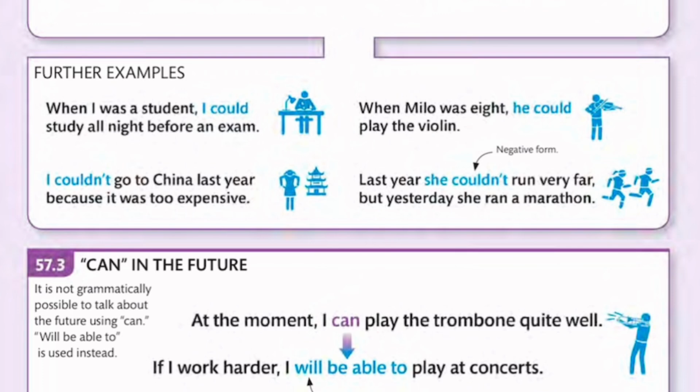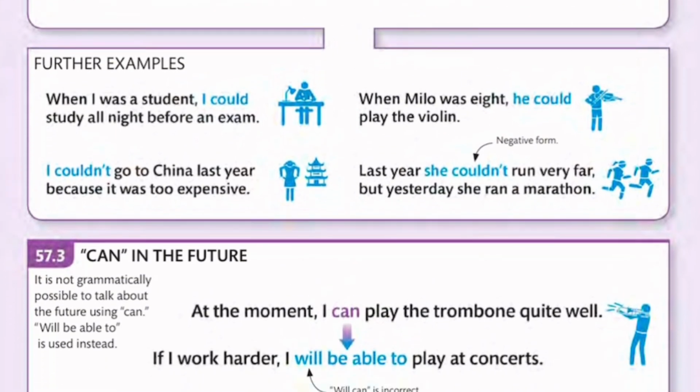I couldn't go to China last year. So you can't say, I can't go to China last year because it was expensive. No. Last year shows it is past. So it will be, I couldn't go to China last year because it was expensive. Or you say, I can't go to China this year. Then the next one is, when Milo was 8, he could play the violin. By implication, that means probably now he can't play the violin. Well, when he was 8 he could. Last year, she couldn't run very far. But yesterday, she ran a marathon.